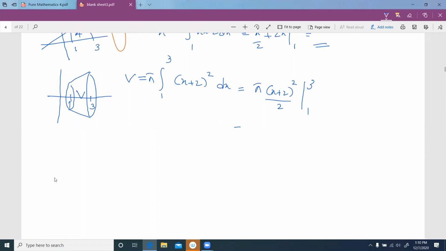Simplify. This is pi. If you put 3 here, 3 plus 2 is 5, squared is 25, over 2, minus 1 plus 2 is 3, squared is 9, over 2. Sorry, I just made a mistake. 25 minus 9 is 16. 16 divided by 2 is 8. Its answer is 8 pi. So the volume over here becomes 8 pi.